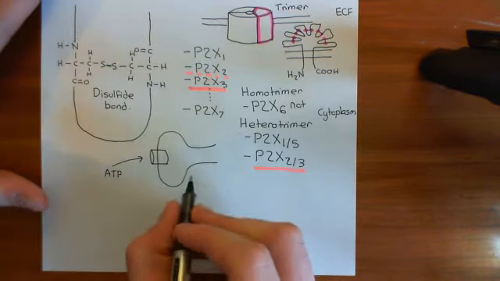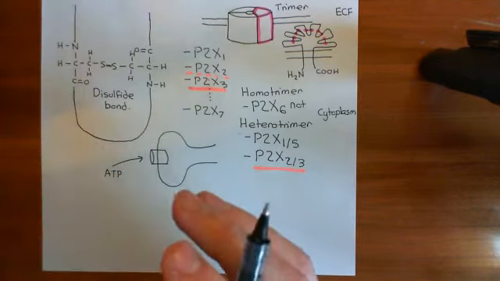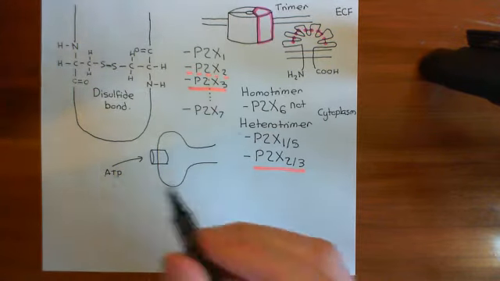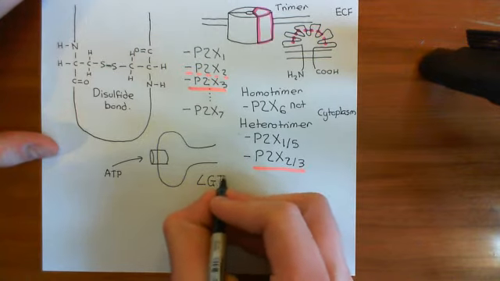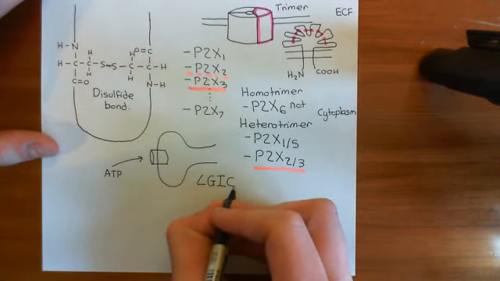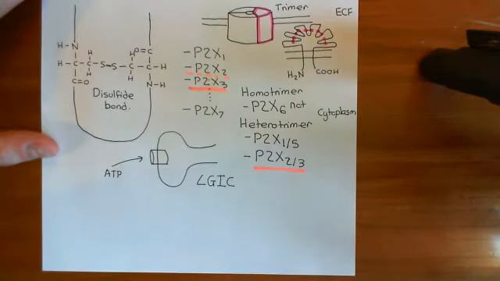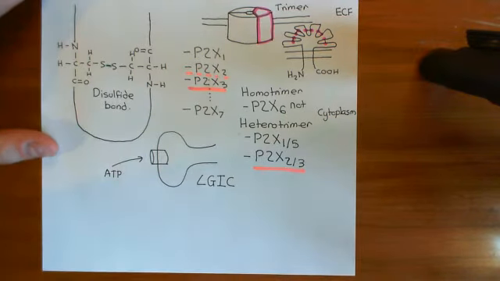Okay, what will then happen is the P2x receptor will open an ion channel. Okay, so that's why it's a ligand-gated ion channel. And for short, ligand-gated ion channels are often abbreviated to LGICs. L for ligand, G for gated, I for ion, and C for channel. Okay, so which ions then is the ligand-gated ion channel, which is the P2x receptor, permeable to?